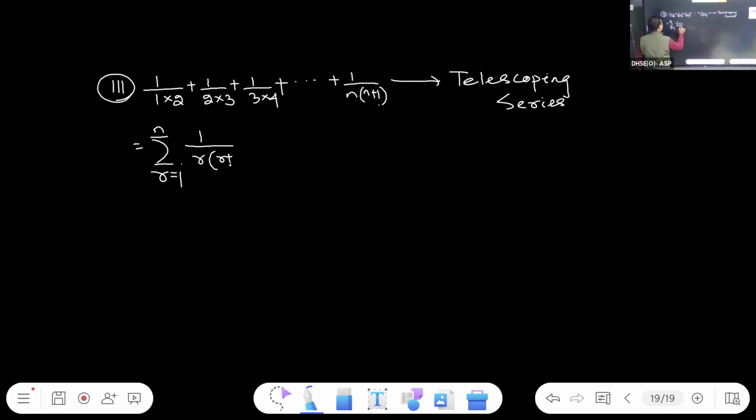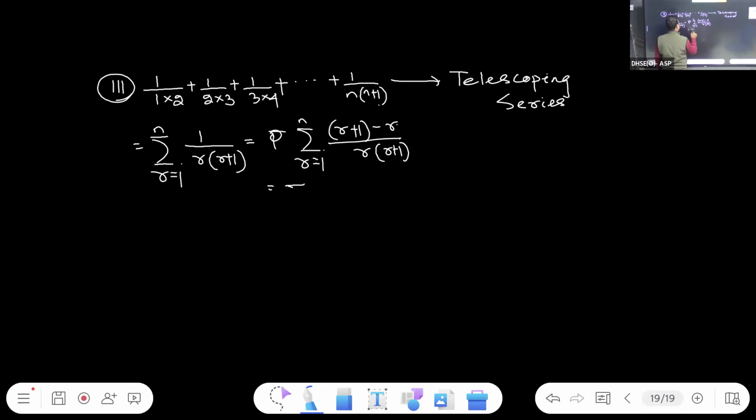Let us write sigma r is equal to 1 to n 1 upon r into r plus 1. This is equal to sigma r is equal to 1 to n r plus 1 minus r upon r into r plus 1. This is equal to sigma r equals to 1 to n 1 upon r minus 1 upon r plus 1. Okay.